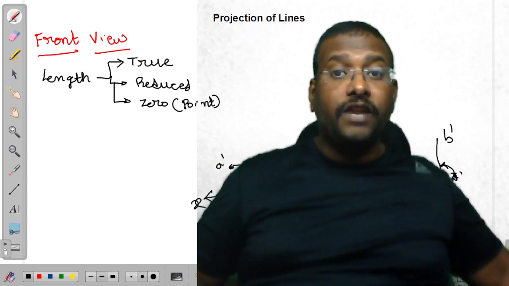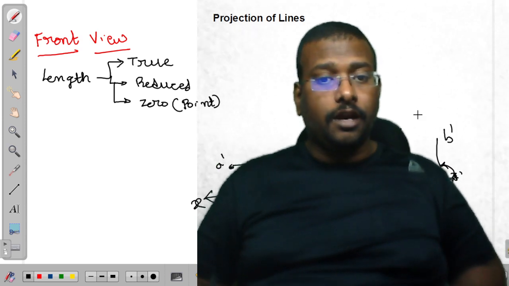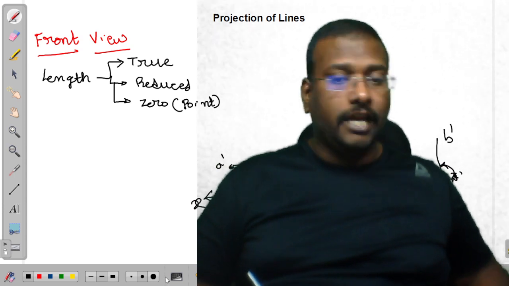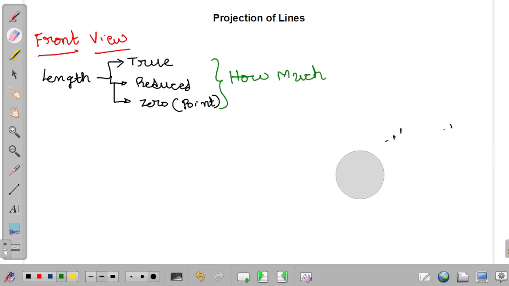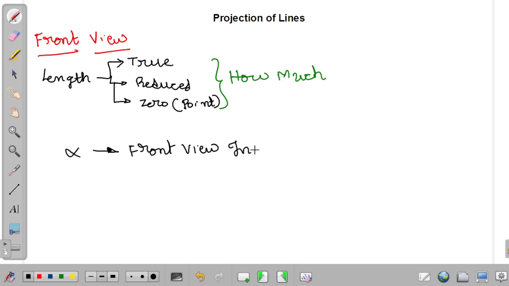Then how do we differentiate this, sir? So here, the front view inclination will be considered separately, related to how much inclination it has. So we have to represent it with alpha. What is alpha? Alpha is the front view inclination.